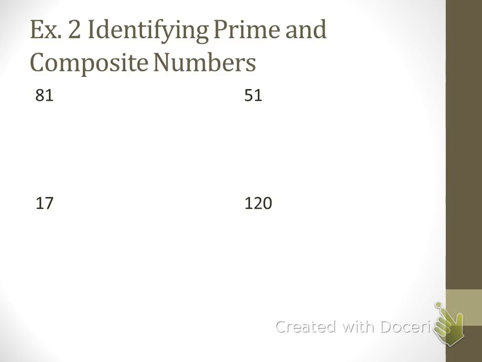Okay, so now we need to tell whether or not the number is prime or composite. Well, we do that by asking ourselves, are there any other factors that can go into the number besides 1 and the number itself? So any other factors of 81? 9. Okay, so that right there proves it's composite. But any other factors? I've got 3, 27. All right, so I'm going to say composite.